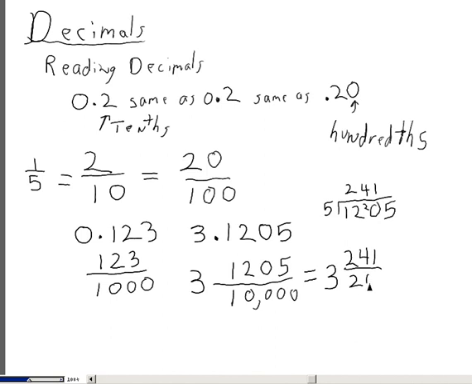And it doesn't reduce any further than that, because the only numbers that go into 2,000 are 2 and 5. And is there any number that goes into 241? Well, I'm not sure, but definitely neither 2 nor 5 goes into 241. 3 doesn't go into 241 because if you add up the digits, 2 plus 4 plus 1, you get 7. And 3 doesn't go into 7, so 3 won't go into 241. So I'm really done with this problem.